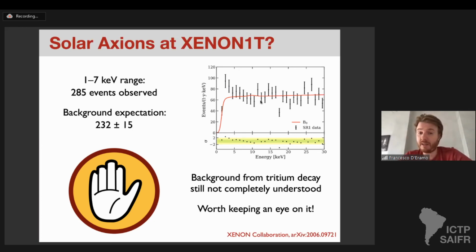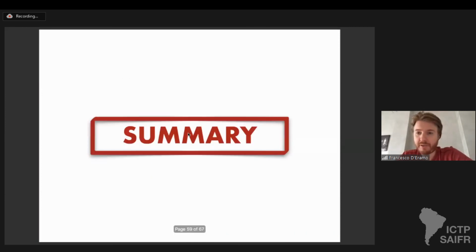Okay, the best fit that you get is the one with solar axions, and these axions are produced in the ways I was describing before, and then they are absorbed in the xenon, as I also discussed. So this is something that I believe is interesting and worth keeping an eye on, but it's still not something conclusive. Okay, so since I have 15 minutes, I think I can summarize in the next 5 minutes, and then we can have the last round of questions.